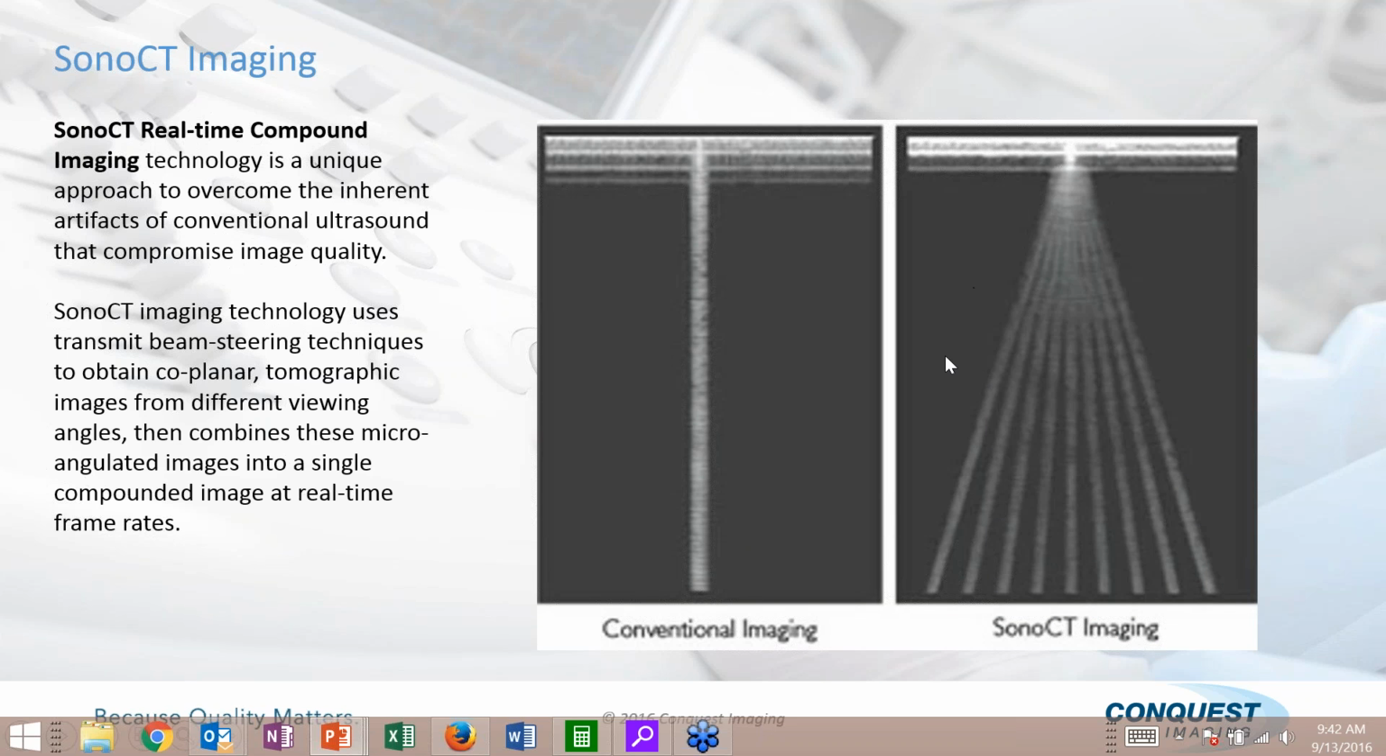With compound imaging, we're able to steer the beams going into the body in different directions. And the cool thing about that is it's like a CT exam. The reason CT creates such a really nice, sharp image is because we hit the body from various angles. With sono-CT, or compound imaging with ultrasound, we're doing the same thing. We're hitting a structure within the body from various angles.